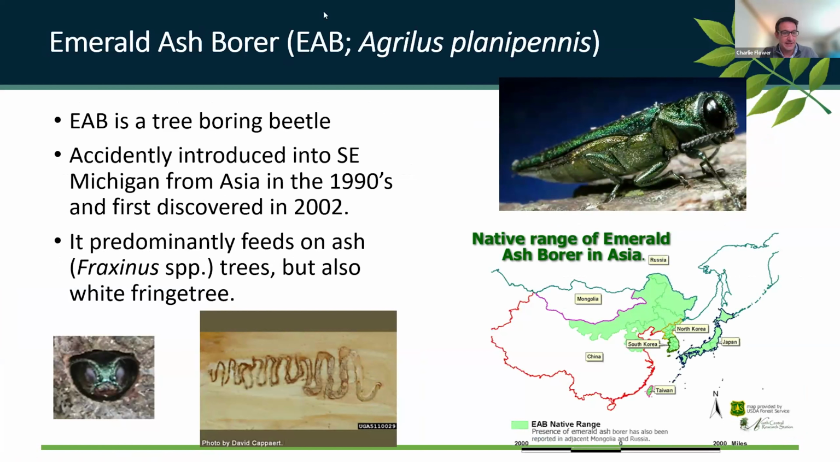It predominantly feeds on ash trees, but also white fringe tree here in the eastern U.S. You can see here a fully formed adult bug on the top right, and some serpentine galleries in the bottom center panel. So that's the primary disturbance component for ash trees.